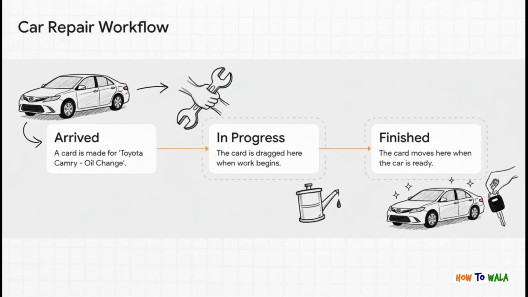This slide shows Trello's flow perfectly. Just imagine a busy car repair shop. A Toyota Camry rolls in. Boom, a new card goes in the arrived column. A mechanic grabs the keys. You just drag the card over to in progress. The oil's changed and the car is ready. Drag it to finished. It's simple, it's visual, and let's be honest, it's incredibly satisfying.